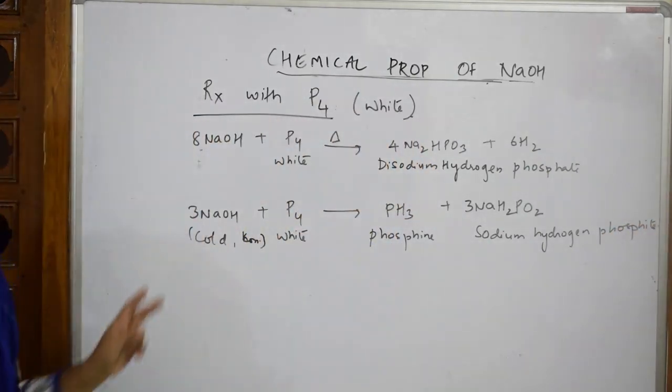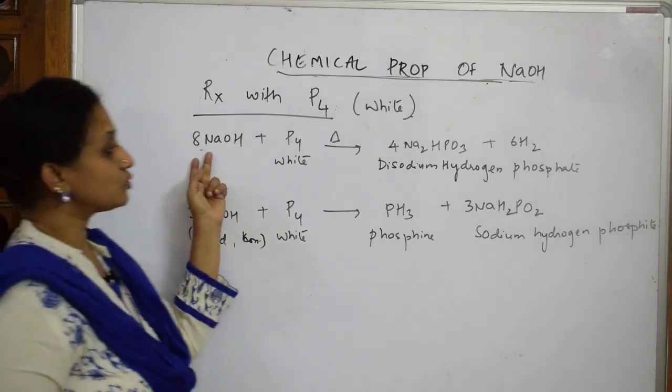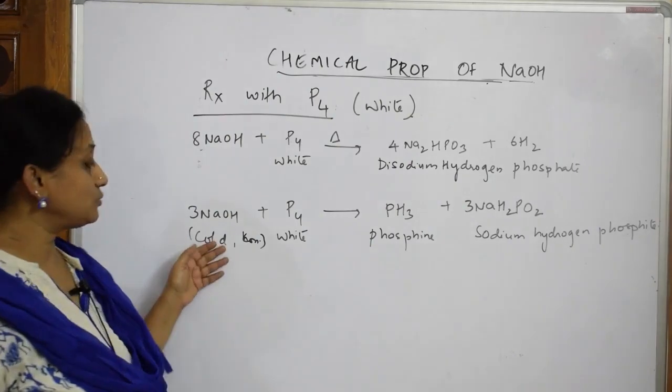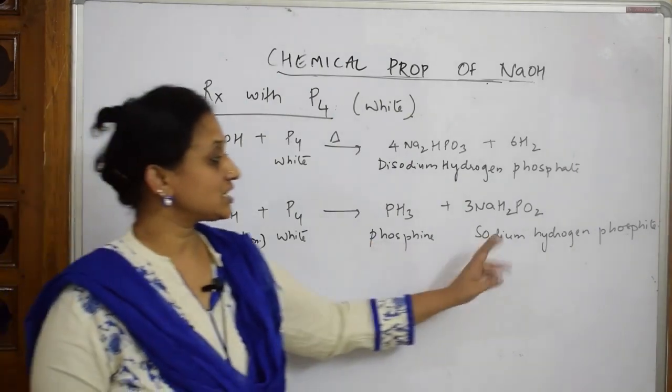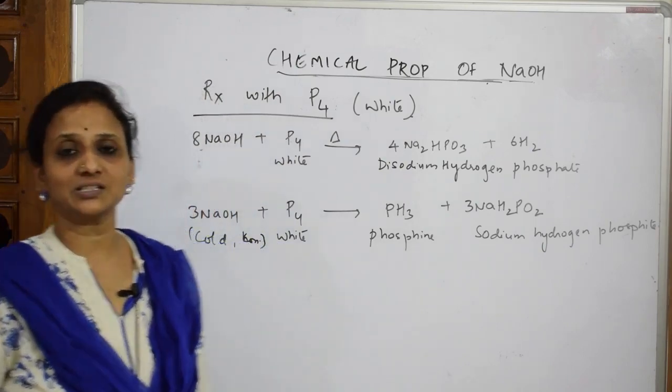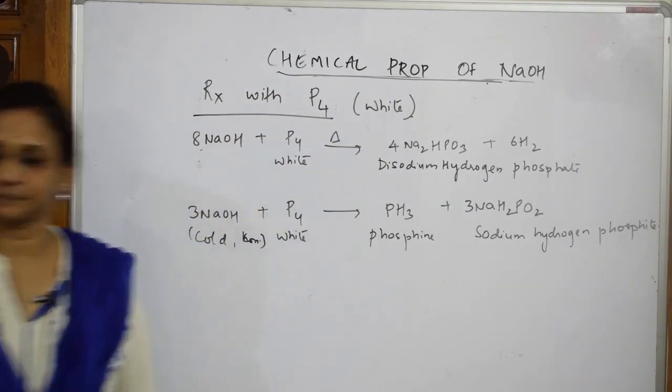So it depends upon the stoichiometry of the reaction. When it is 8 moles, you're getting disodium hydrogen phosphate. When it is only 3 moles, cold condition, you're going to get sodium hydrogen phosphite. So these are the products. Please try to practice it. You will get to know the product.